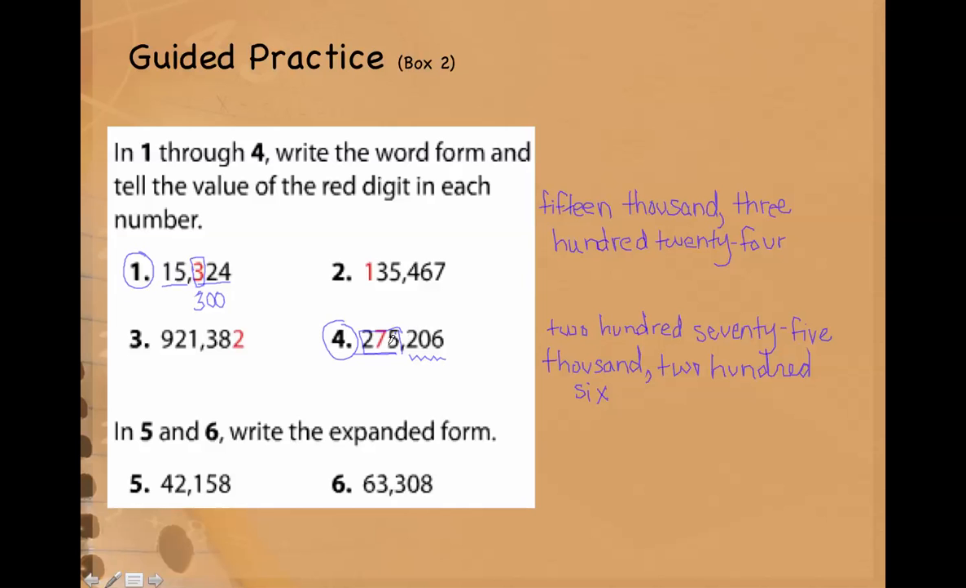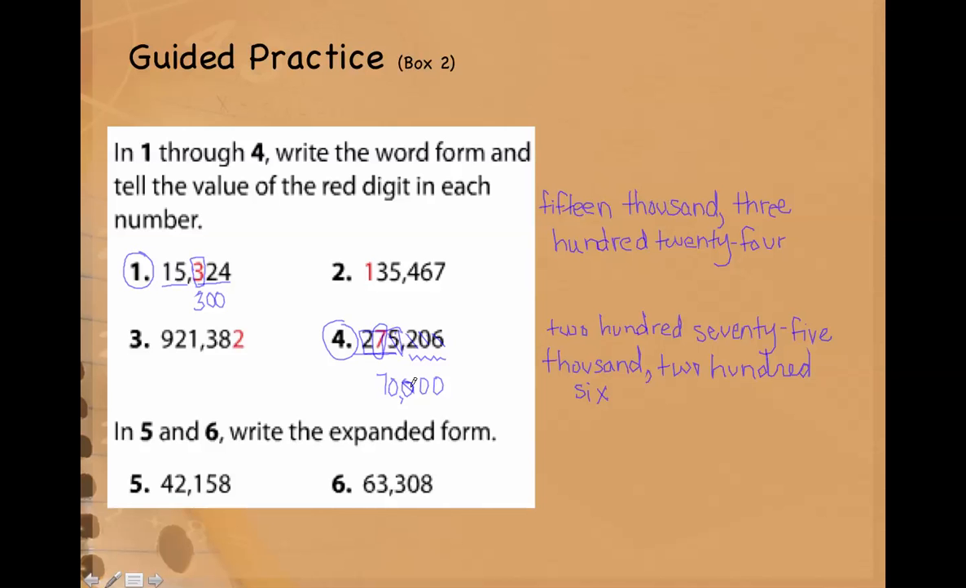And now I need to find the value of the 7. So I can use expanded form to help me. I put down my 7, and all the spaces behind it are zeros. 1, 2, 3, 4. And that's the value. 70,000 is the value of that digit.